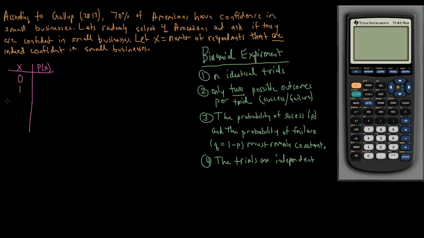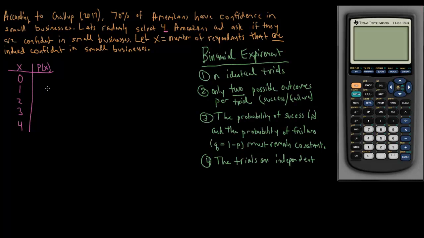1 of the 4 could say they're confident. 2 of the 4 could say they're confident. 3, or all 4 could say they're confident. So these are the only options here: 0, 1, 2, 3, 4. Okay? 4 is the greatest number. 0 is the least number. We're talking about number of responses, so this is discrete data. 0, 1, 2, 3, 4.